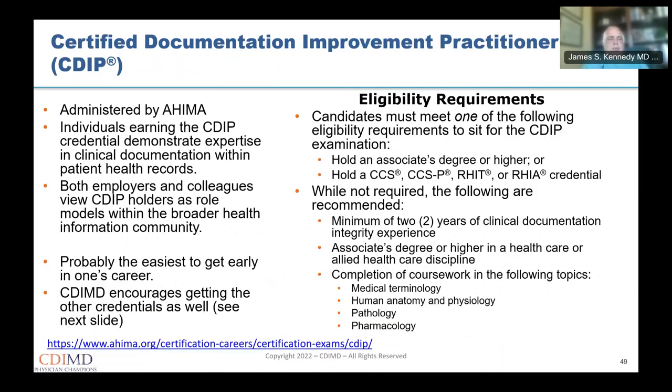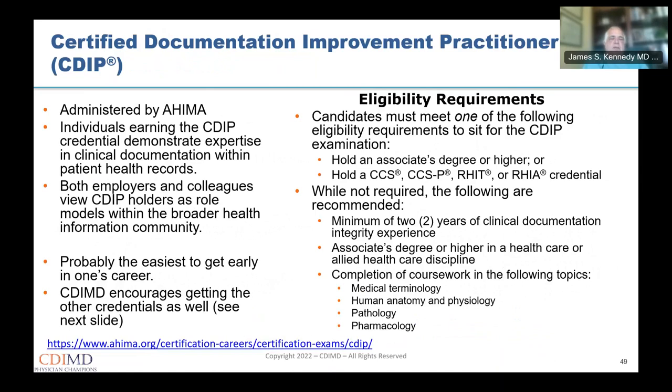Certification is an important area. The easiest one probably to get at the beginning is the CDIP. This is administered by AHIMA. It's probably the easiest one to get early in one's career.